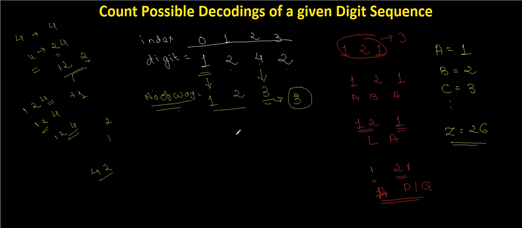So this is how we have created the strategy. If the number can be decoded together with the previous one, and we can form a number which is less than or equal to 26, we add the previous total number of ways. Else we copy the same last value into the next value. So this is the possible strategy. Let's code for it.